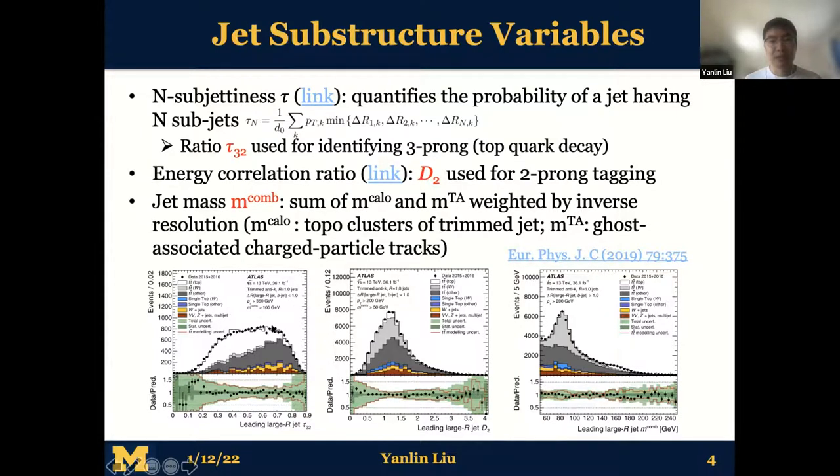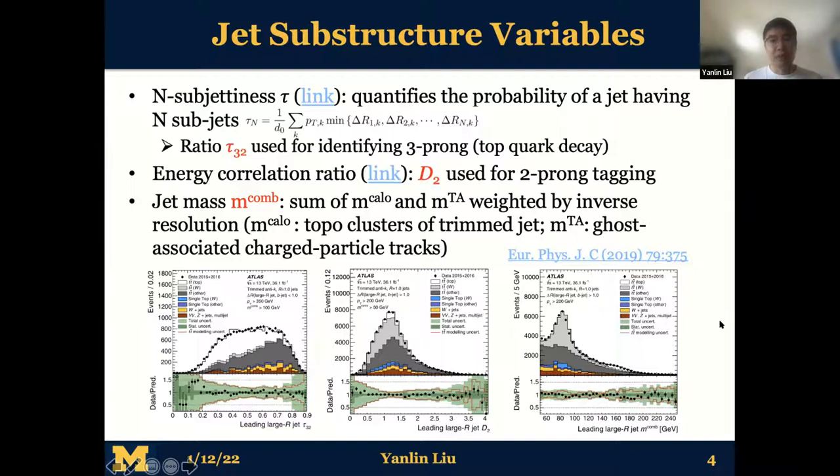At the bottom, I just want to show you the corresponding data Monte Carlo distributions for these three variables, which are extracted from this performance paper. As we can see, we have very good modeling.